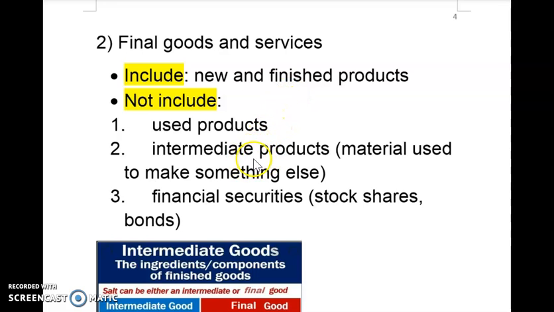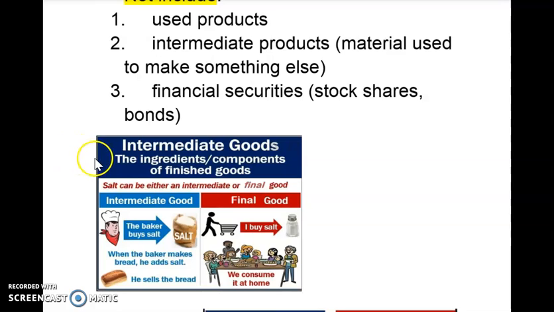So that is one. The other one is goods that are not final. These goods are called intermediate products. These intermediate products refer to material used to make something else. Let's take a look at this example. Intermediate goods are the ingredients or the components of a finished product. So it itself is not a finished product. It is just part of it. So salt can be either an intermediate good or a final good.